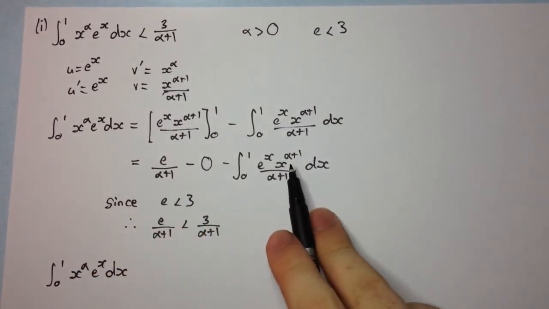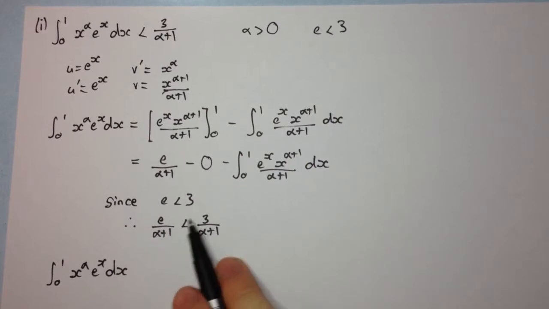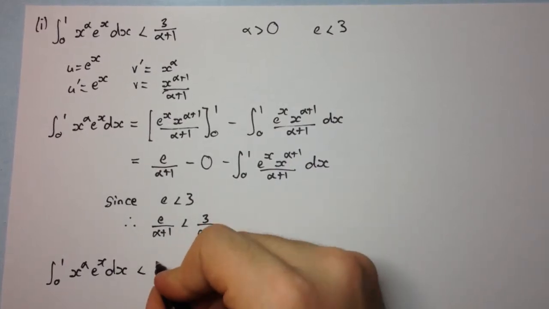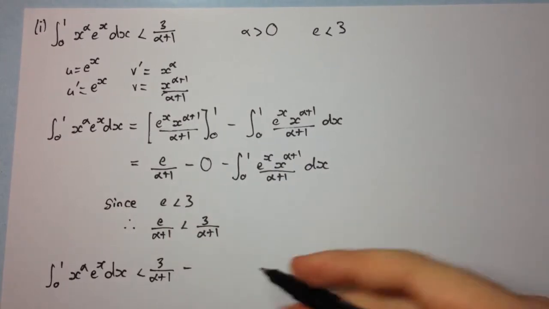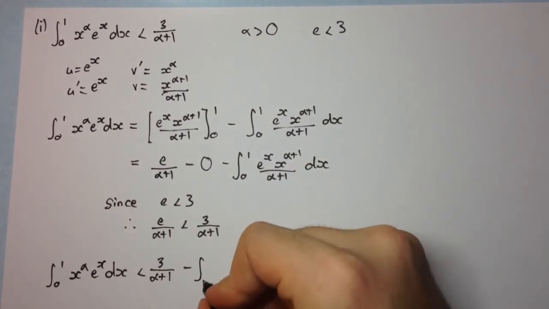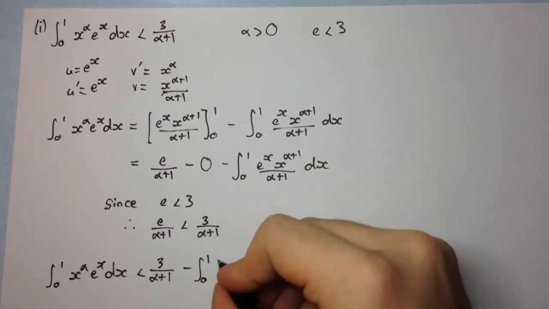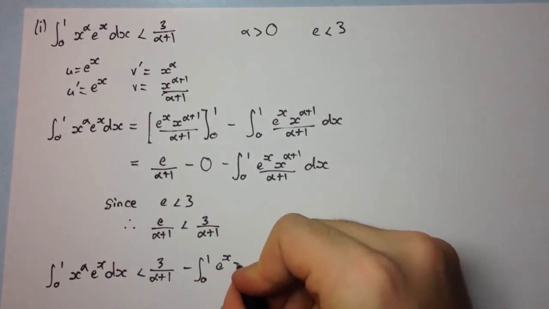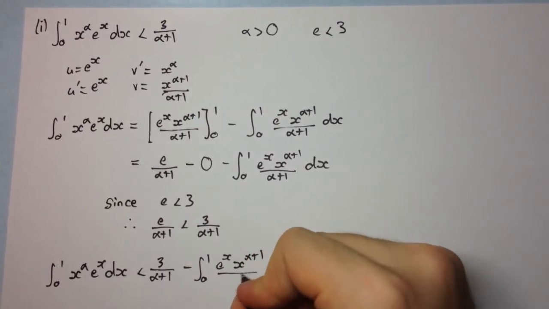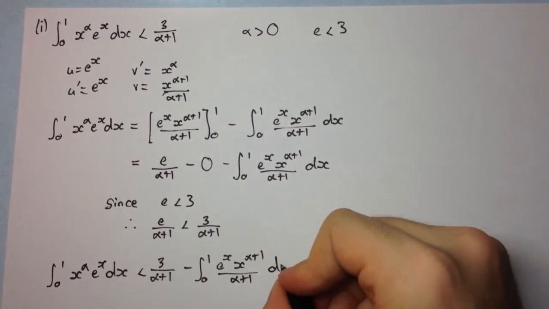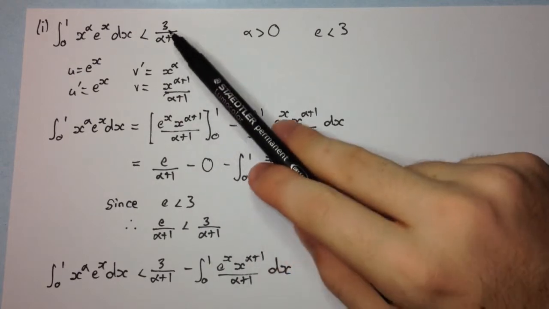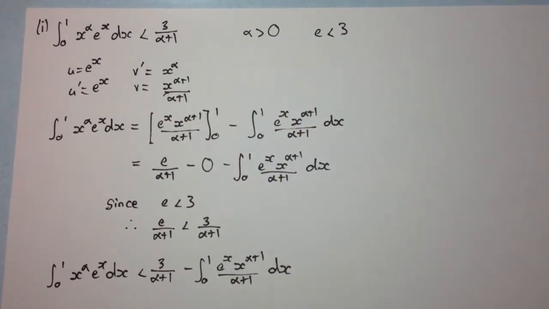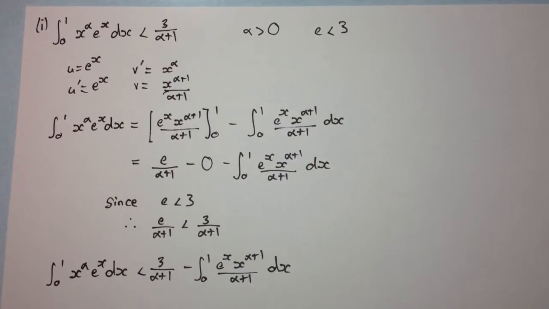Now it's equal to this, but because of what we've just shown here, it's now less than 3 over alpha plus 1 minus 0, which is nothing, minus the integral between 0 and 1 of e to the x times x to the alpha plus 1 over alpha plus 1 dx. Okay, so now we're pretty close to what we need to get. We need to get less than 3 over alpha plus 1. Here we have less than 3 over alpha plus 1 minus this bit here.